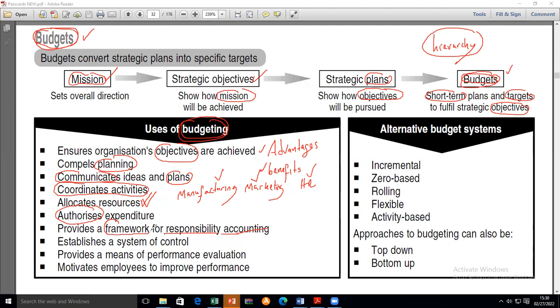Those budget centers, the centers based on which you prepare budgets, become responsibility centers when you introduce responsibility accounting. So there's no need for you to figure out other types of centers. Budgets are used for control. They're used for evaluation of performance. We saw the management styles. And also it's a tool that can be used to motivate employees by coming up with incentives for those who have achieved their budgets.